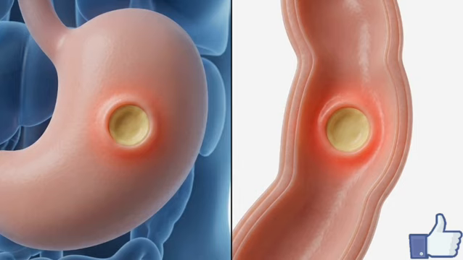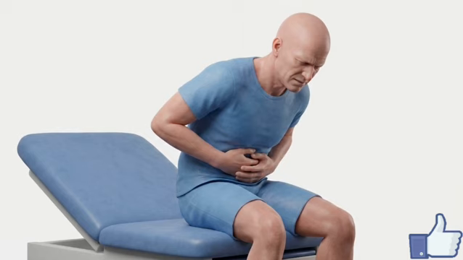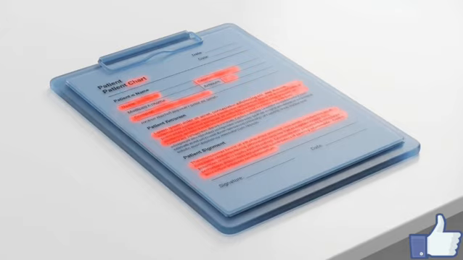This sequence of biological degradation is what creates every peptic ulcer, regardless of where it forms. But while the biological cause is the same, the specific location where that erosion occurs dictates the patient's symptoms, their daily experience, and the ultimate level of danger.